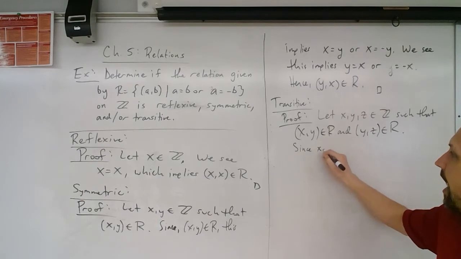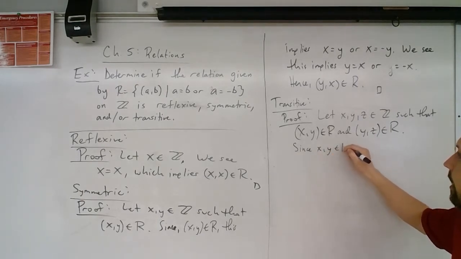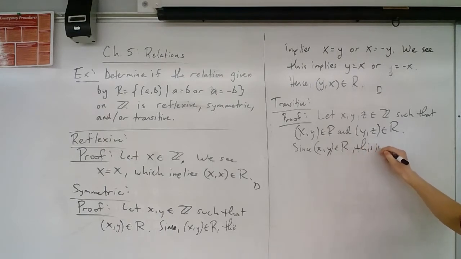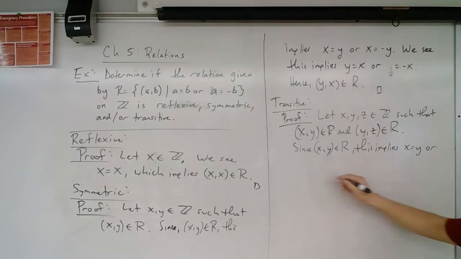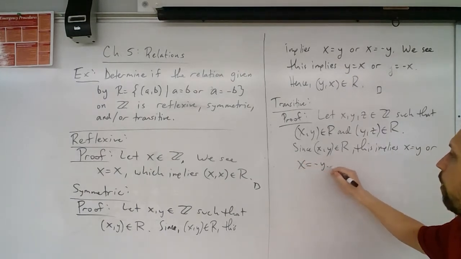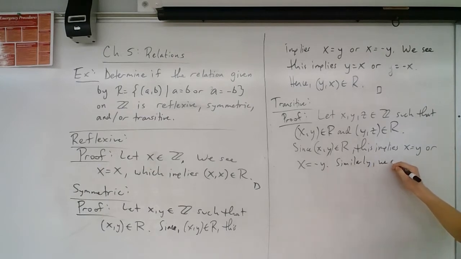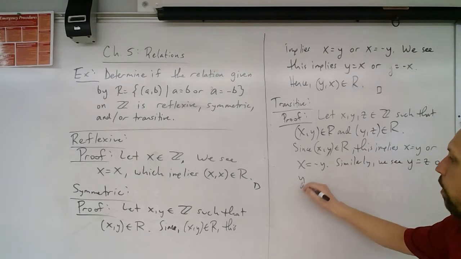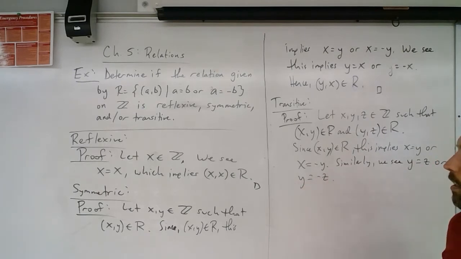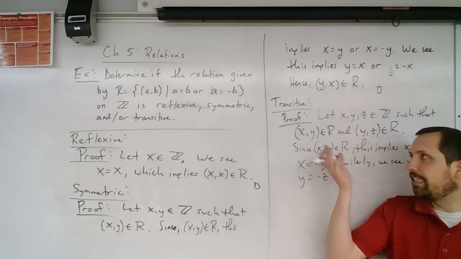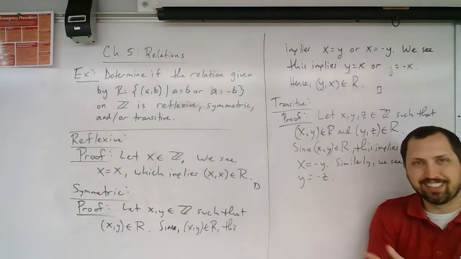So then since xy is in R, this implies that x is equal to y or x is equal to negative y. Similarly, we see that y is equal to z or y is equal to negative z. So again, they're just the same types of ideas of unpacking these, so I can just simply state that.